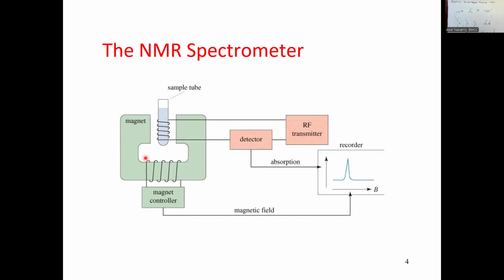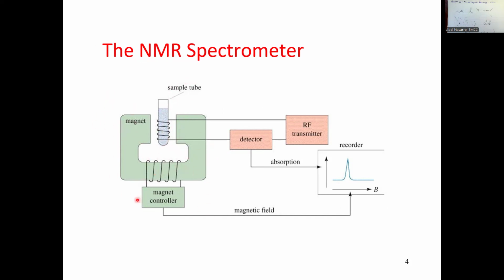That's like a scheme of the machine. We will not have the opportunity to see the machine from the inside because it is inside a box or a cylinder, as we saw in the second slide. We will have a sample, the NMR tube. There's a sample tube, and that NMR tube will be inside of a magnet.